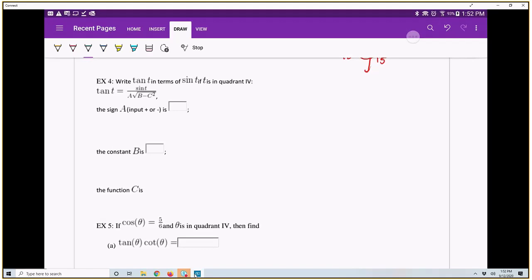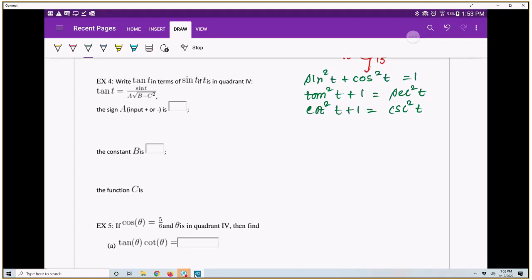First and foremost, it will be easier for us if we just write down the Pythagorean trigonometric identities. Sine squared t plus cosine squared t is equal to 1. Tangent squared t plus 1 equal to secant squared t. And we have one more. Cotangent squared t plus 1 equal to cosecant squared t.